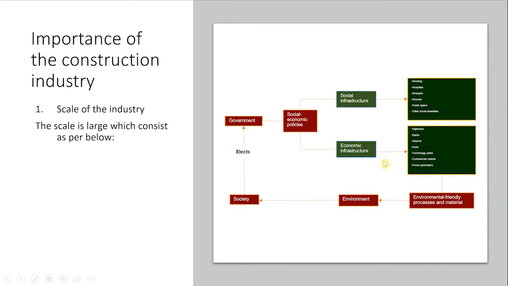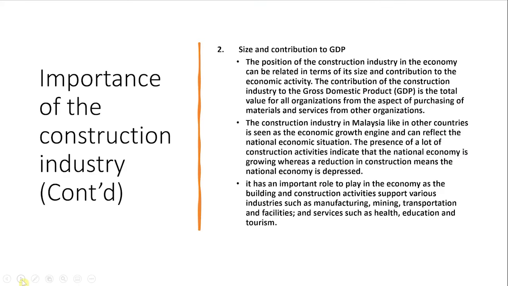So, contoh social infrastructure, we have housing, hospitals, malls, schools, public spaces and others. And economic infrastructure, we have highway, dams, airport, ports, technology parks and etc. And then it goes to the environmental friendly process and materials. For example, it goes for sustainable recycling, and it goes back to the environment, to the society, and the society will elect the government. The position of the construction industry in the economy can be related in terms of its size and contribution to the economic activity.